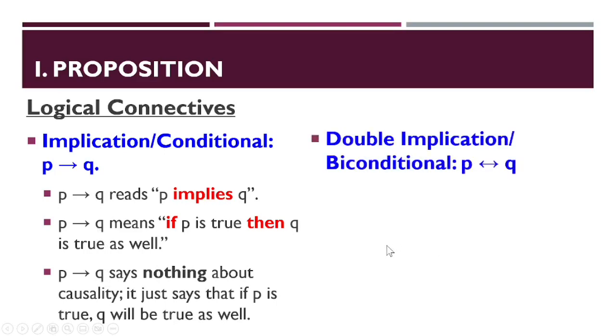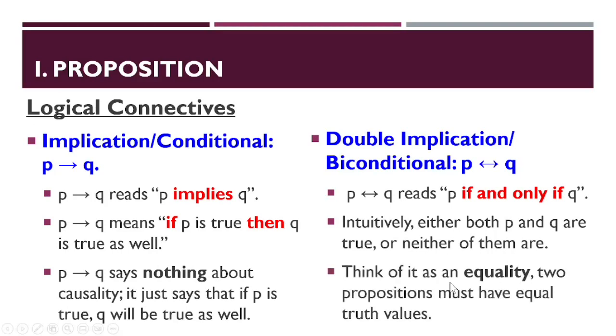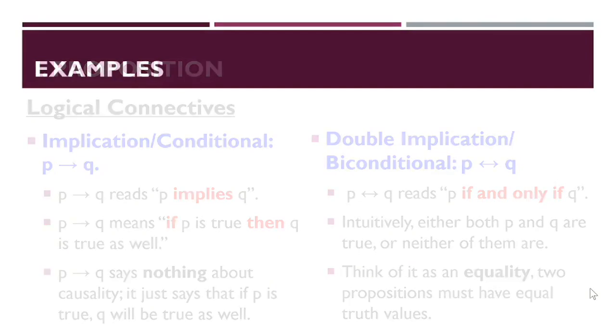Double implication or biconditional. This reads p if and only if q. Intuitively, either both p and q are true or neither of them are. Think of it as an equality. Two propositions must have equal truth values.